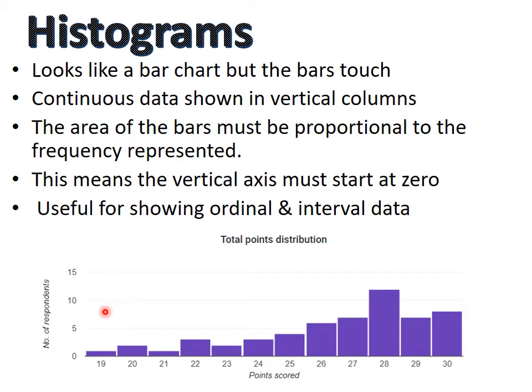Because it's continuous data, the vertical axis must start at 0. On a bar chart, you can actually start it at 10 if no one has got less than 10. But on a histogram and all the other kinds of graph, you must have an absolute 0. Because we're using ordinal and interval data, particularly with the interval data, it's very important that we have a 0. So that's histograms, very much like bar charts to look at, but the lack of gaps is the clue.